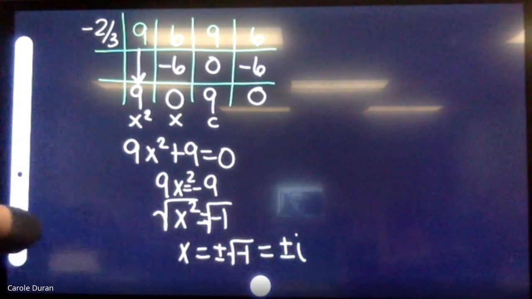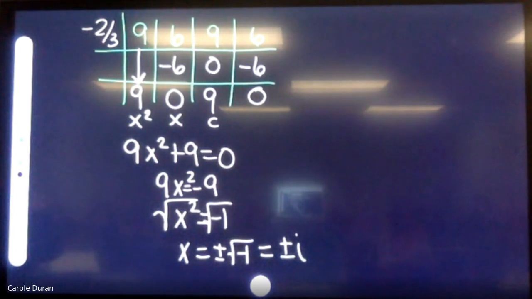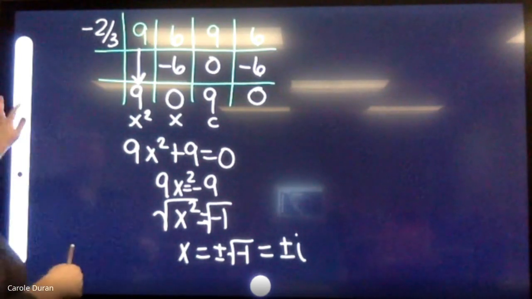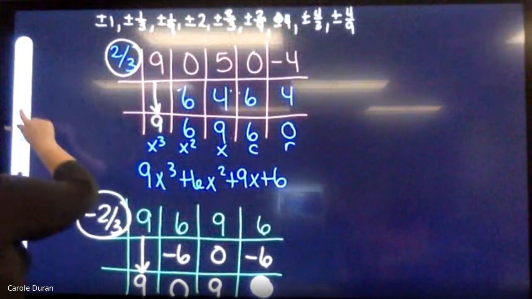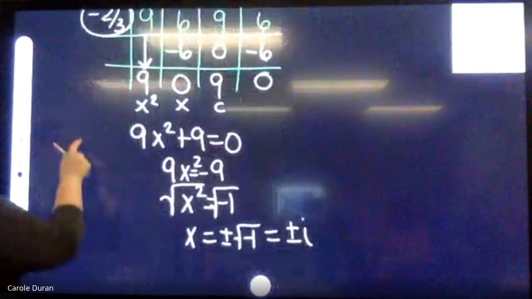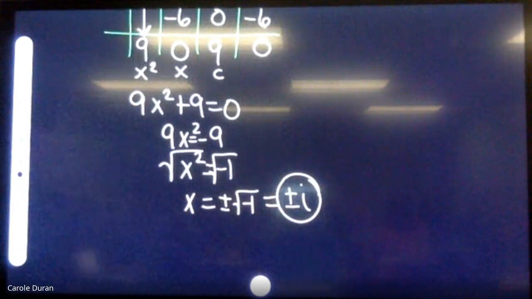Do we have to put it as i, or can we put it as the square root of negative 1? No, I want i. It's no different than pulling an i out and then taking the square root of positive 1, which is just 1. So now is the most fun part, which is listing our zeros. All of the things that worked are my zeros: negative 2/3, positive 2/3, and then the plus and minus i from down here.